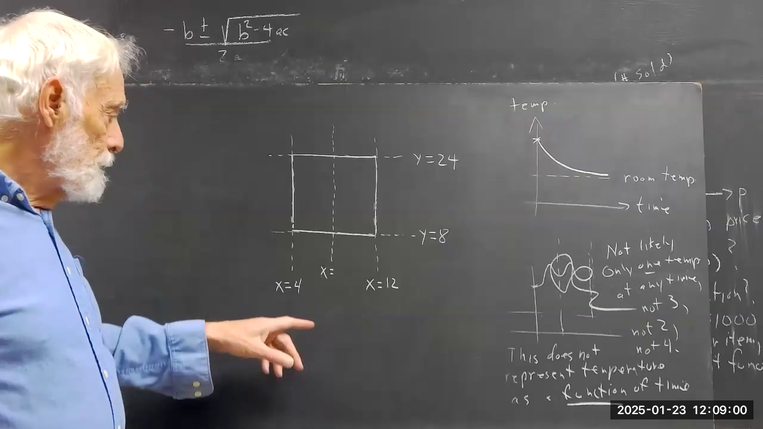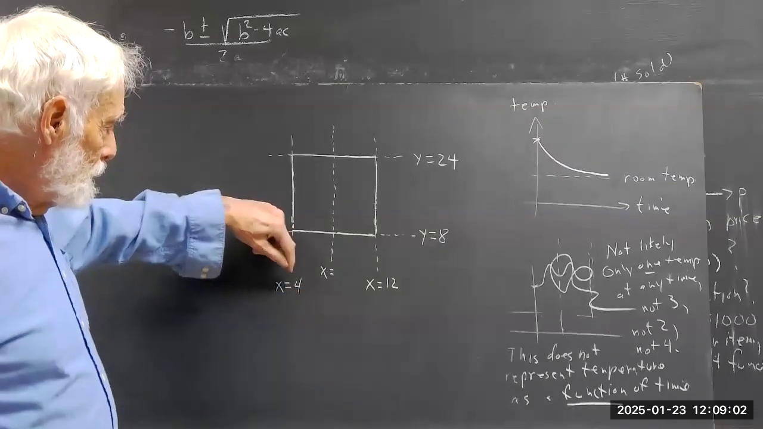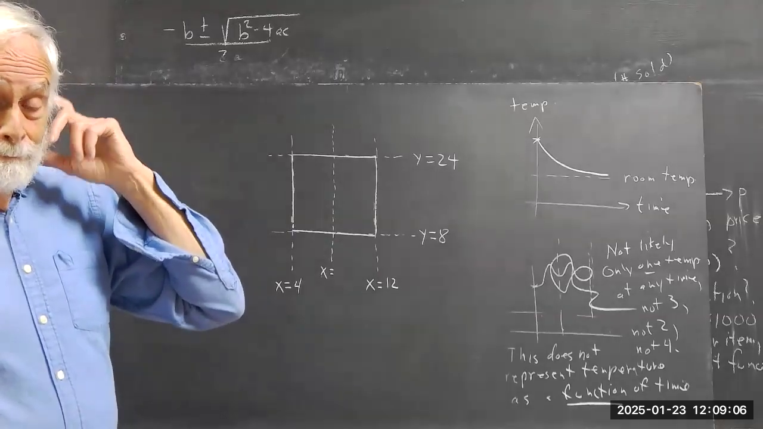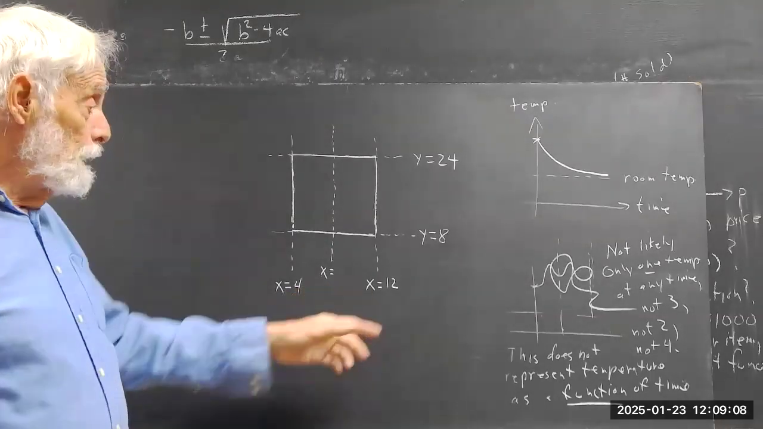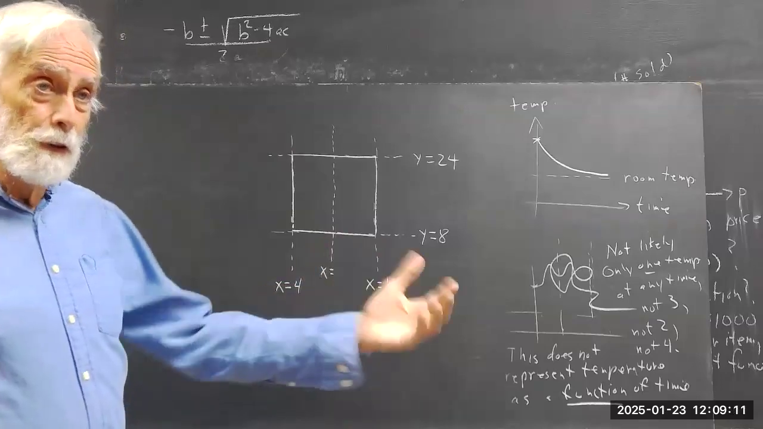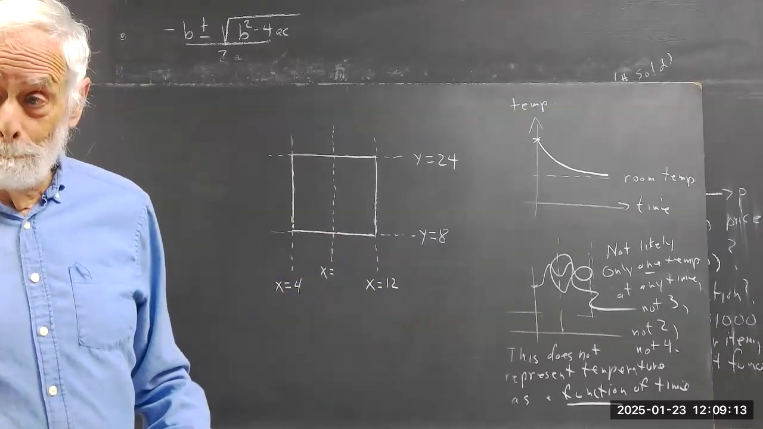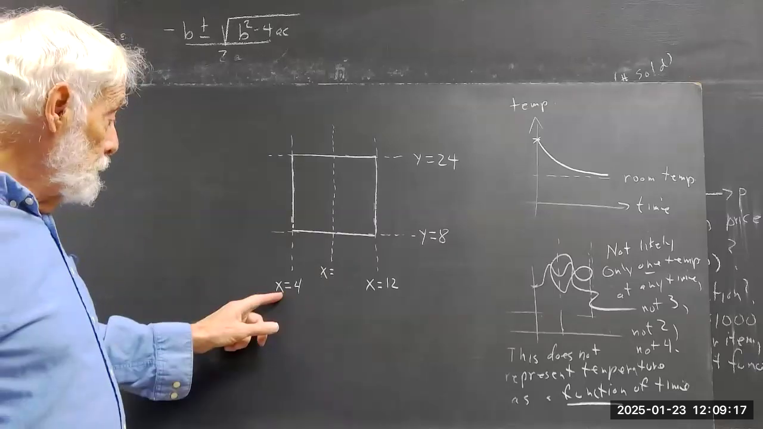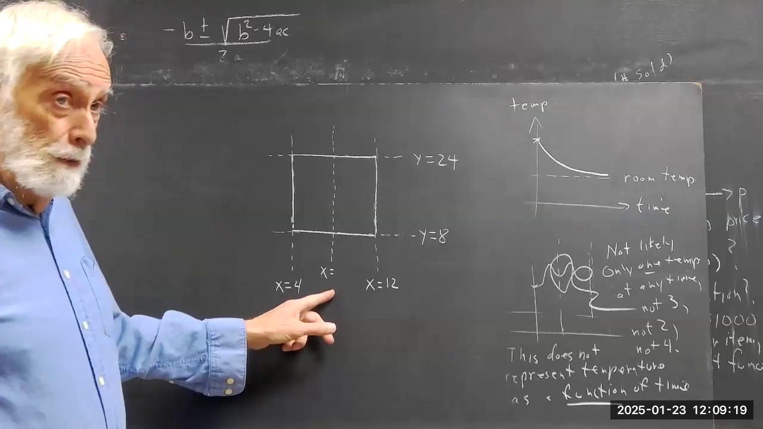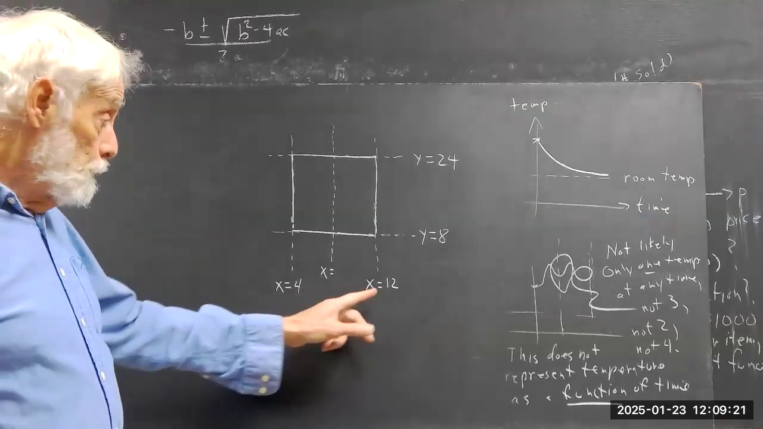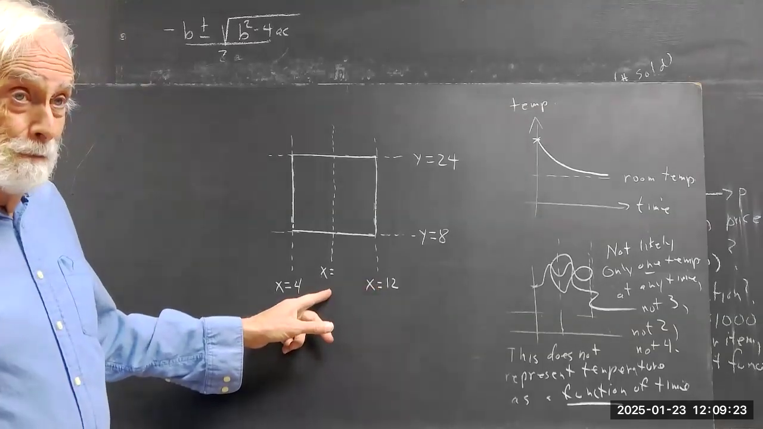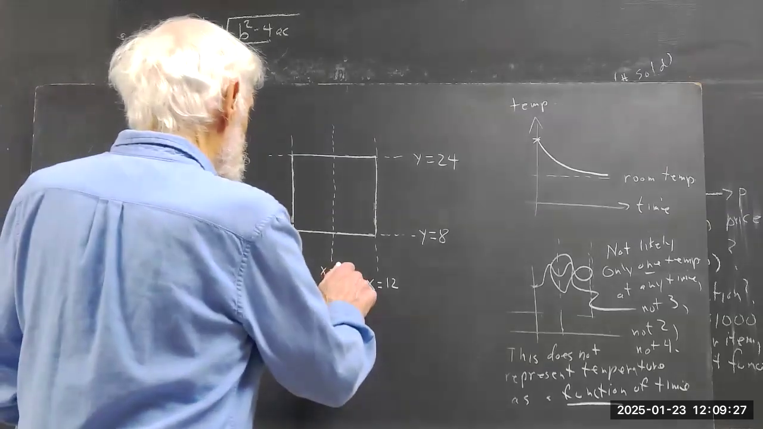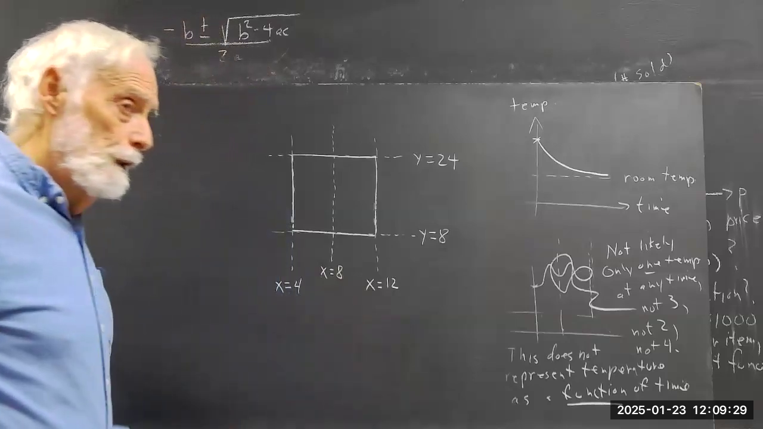But it turns out that halfway between 4 and 12, there are a couple of ways to figure this out. You could say, well, between 4 and 12, that's 8 units, because 12 minus 4 is 8, right? And halfway would be 4 units. So 4 units to the right of this would be 8. And 4 units to the left of this would be 8. So I'm pretty sure 8 is right. So X equals 8. Okay.